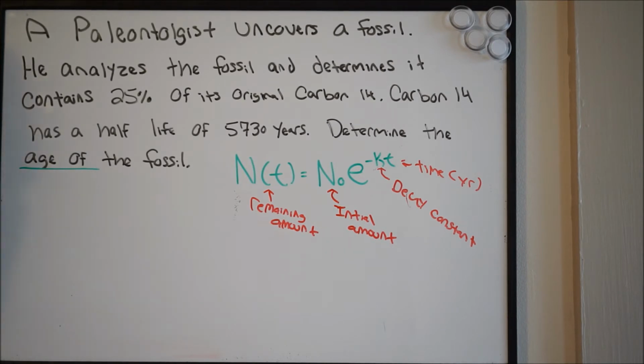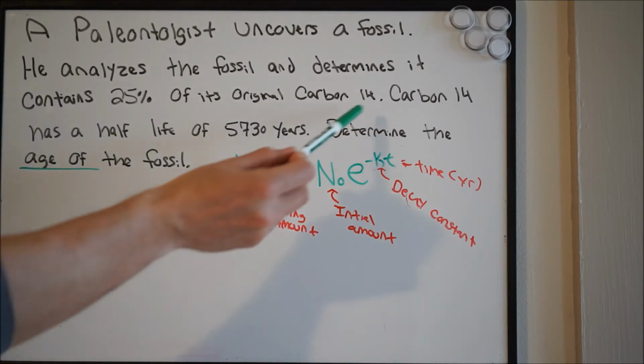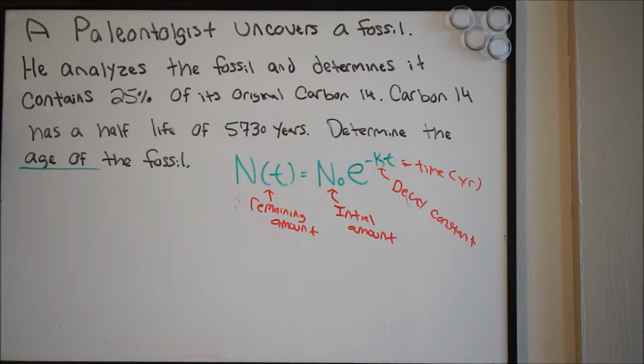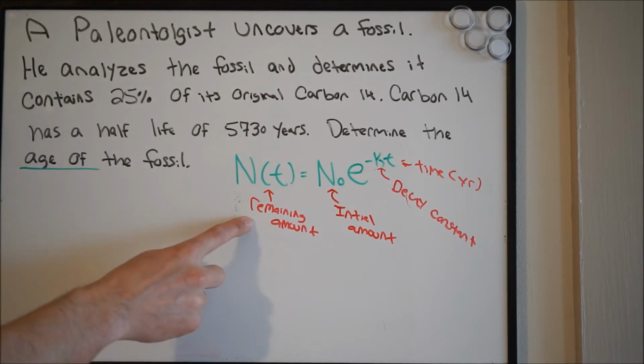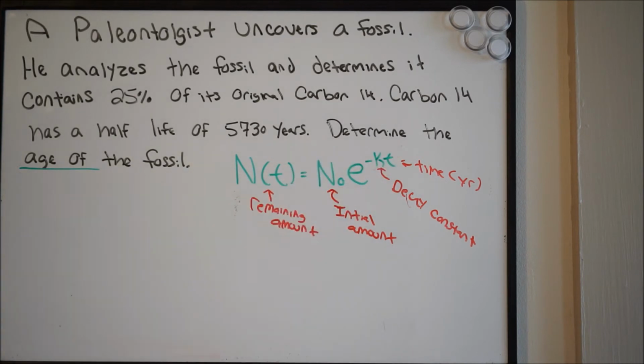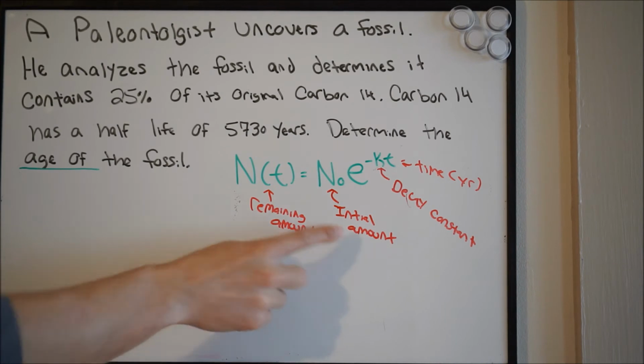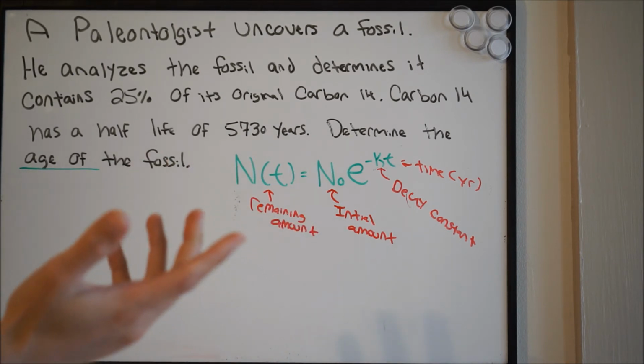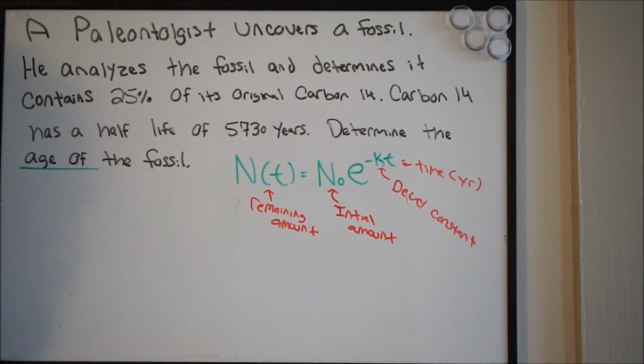So let's think about this. Let's go back to the problem and see what it says. Well, right here it says carbon-14 has a half-life of 5,730 years. So for example, if you started out with 100% of carbon-14, after 5,730 years, that will be at 50%. So based on that, I have a remaining amount, I have an initial amount, and I have a time. My time is going to be 5,730. My initial amount is going to be 100, and my remaining amount is going to be 50, right? That makes sense. Half of 100 is 50.